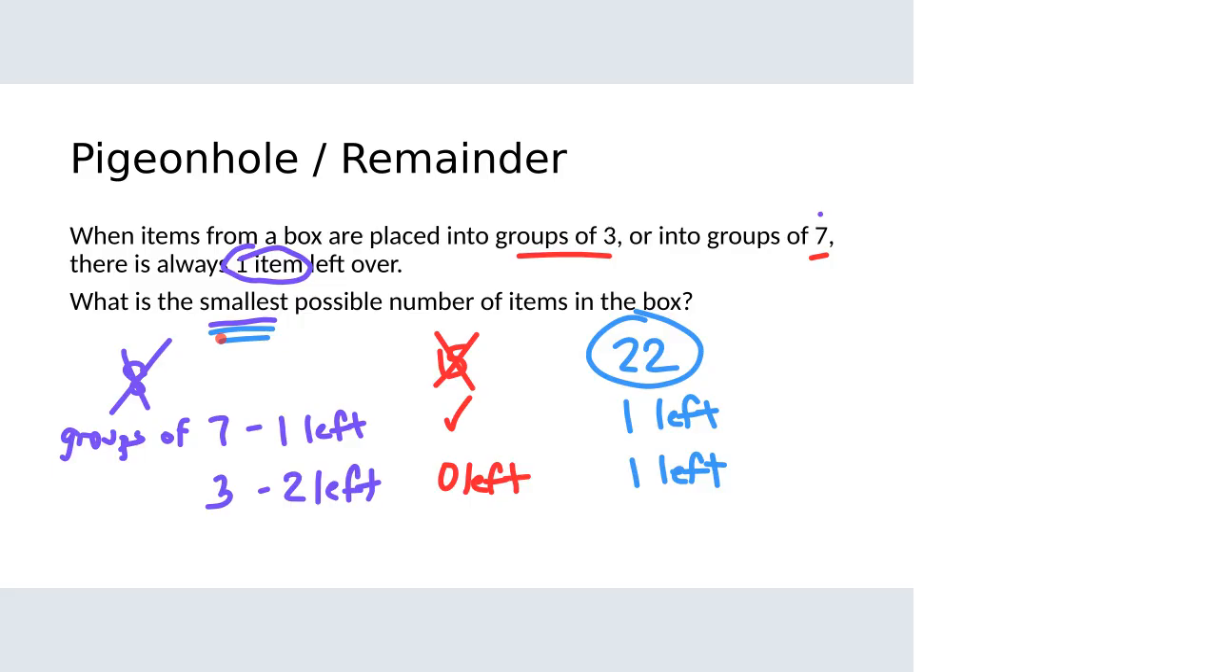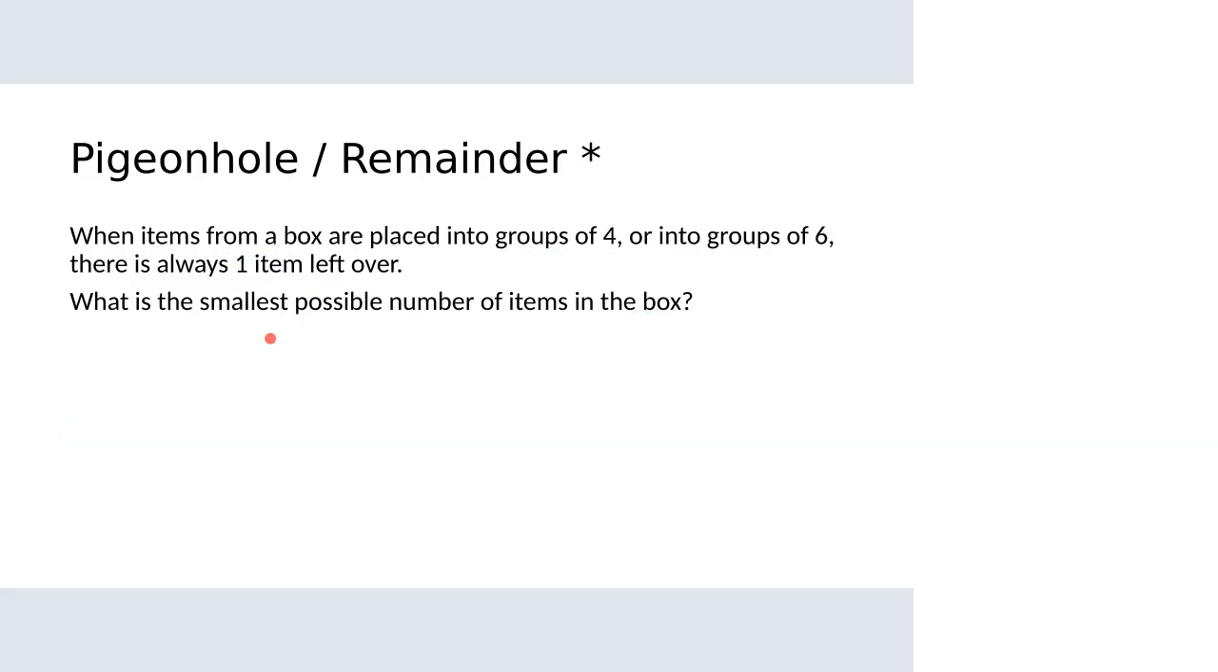Let me have you try one that's similar. When items for a box are placed into groups of 4 or 6, there's always 1 left over. What's the smallest possible number of items in the box? I'll make a poll for this and let you try it.